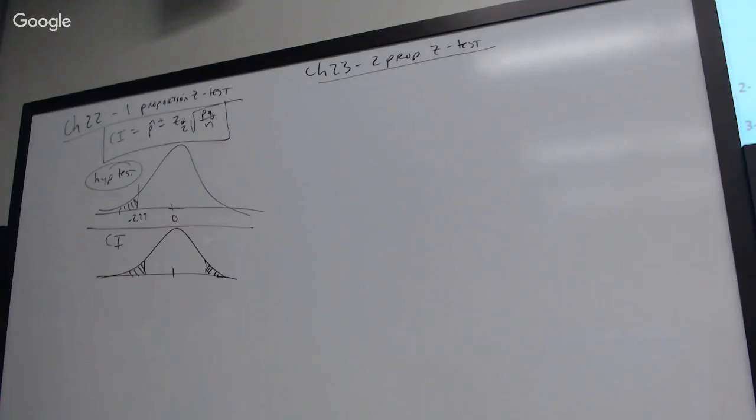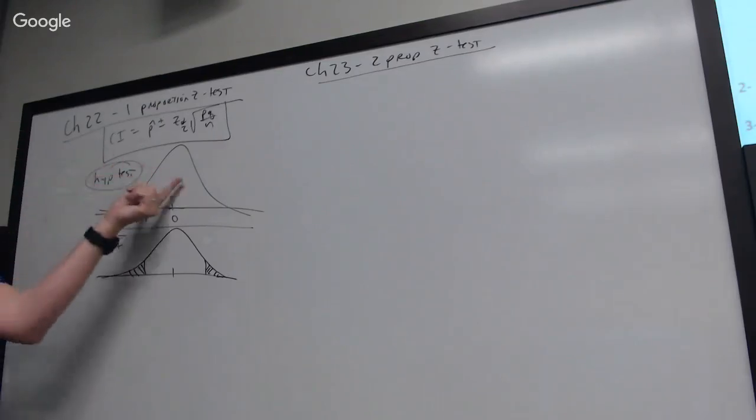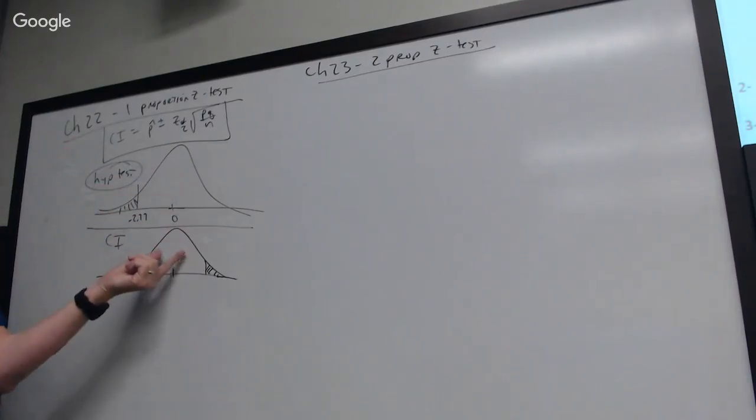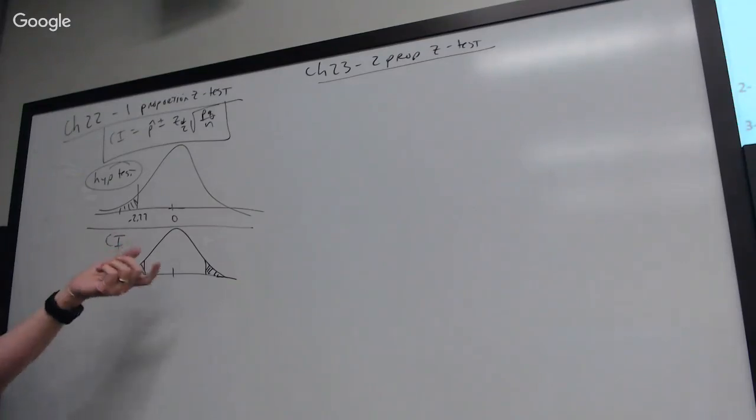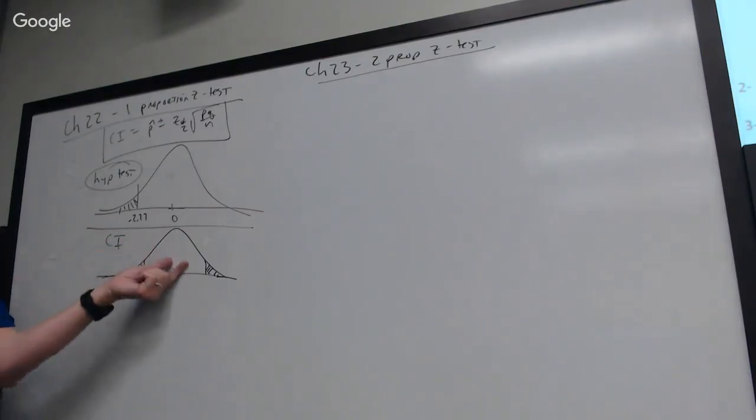This is what you need to do on your final project. Especially if you're doing a one-tailed versus a two-tailed, there is a chance that they may not agree. We're going to find out if my confidence interval agrees with my hypothesis test. The confidence interval is going to have a different picture.